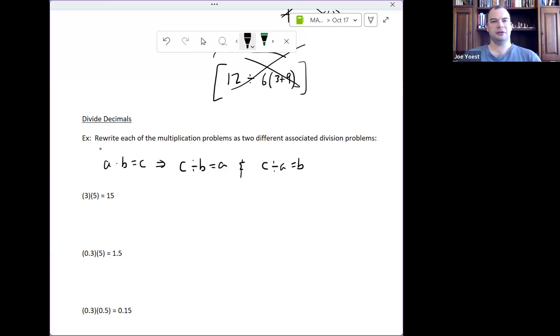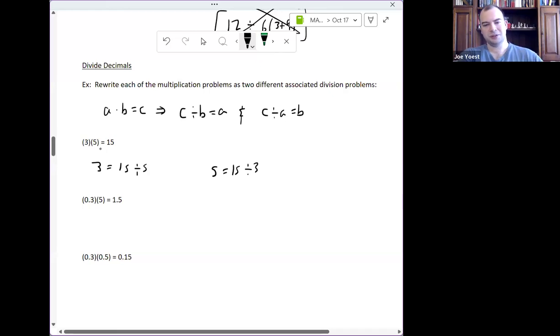So we usually think of division as being related to a maybe more understandable multiplication problem. Let's take each of these multiplication problems and rewrite them as two different associated division problems. 3 times 5 equals 15. I could write that as 3 equals 15 divided by 5, or as 5 equals 15 divided by 3. And I think we would agree that 15 divided by 5 does equal 3, and 15 divided by 3 does equal 5.